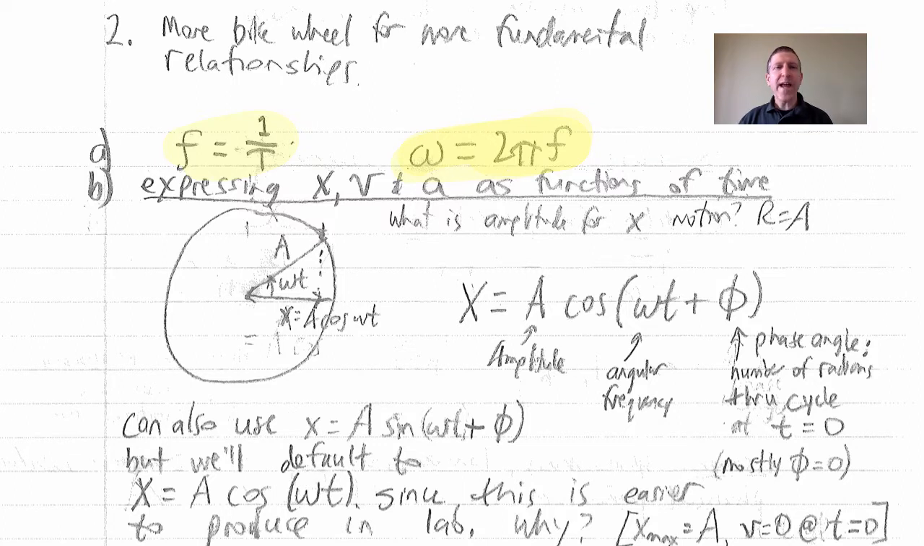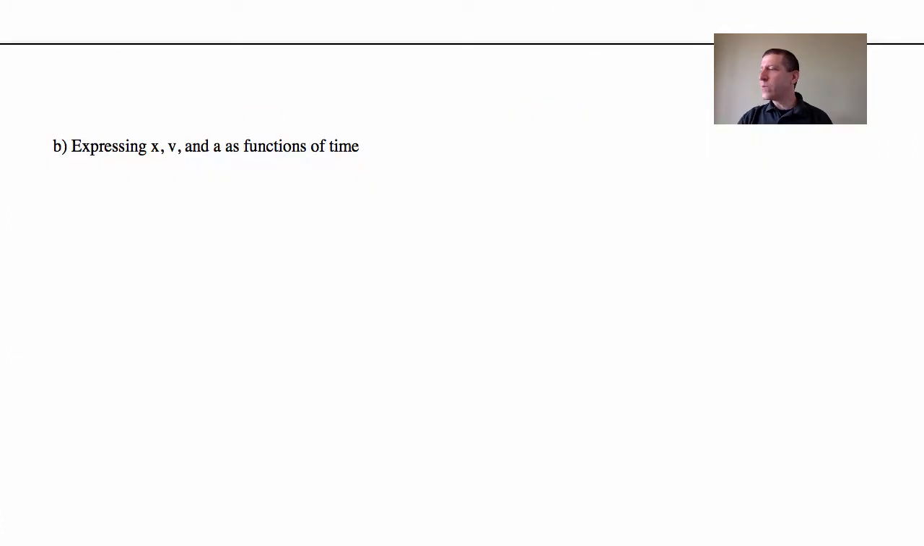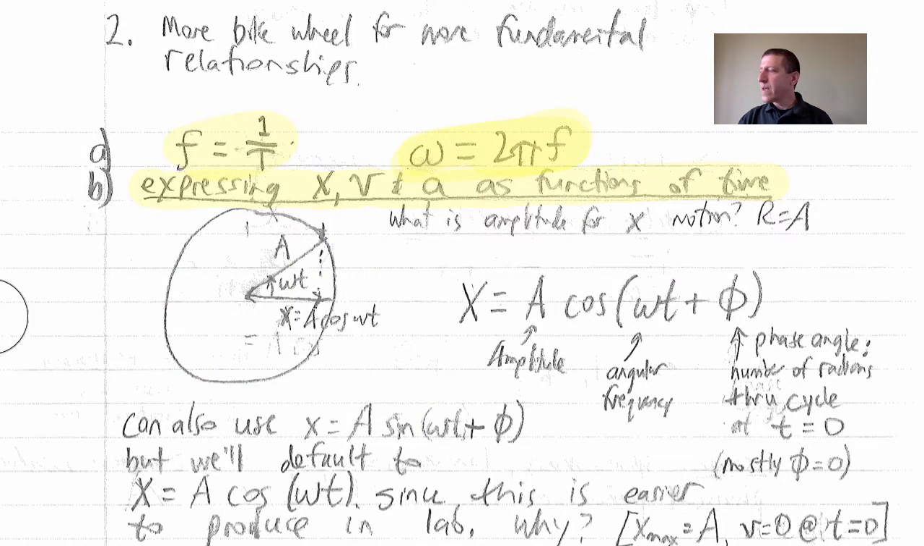Okay, now what we're going to do next is express the displacement, the speed, and the acceleration as functions of time. You will find that right here on the notes, part B. So if you're following along, you can keep the notes right there. So we're going to express x, v, and a as functions of time.